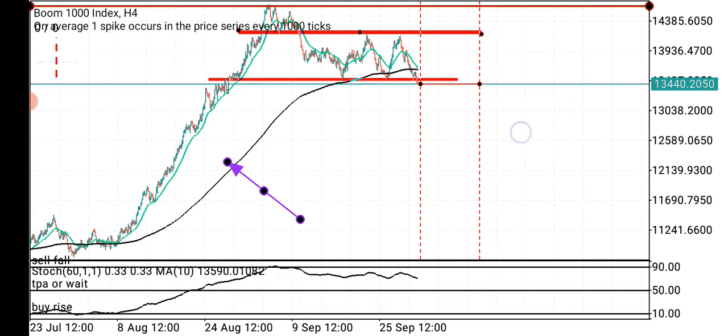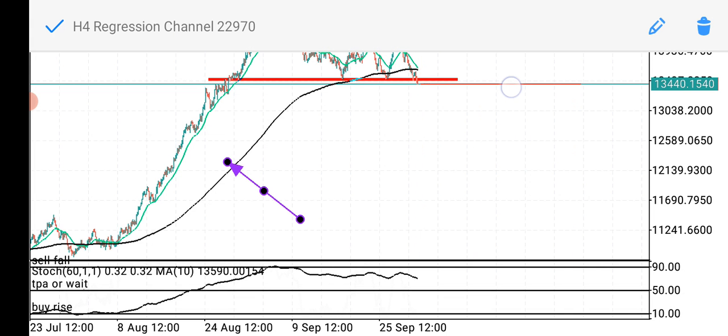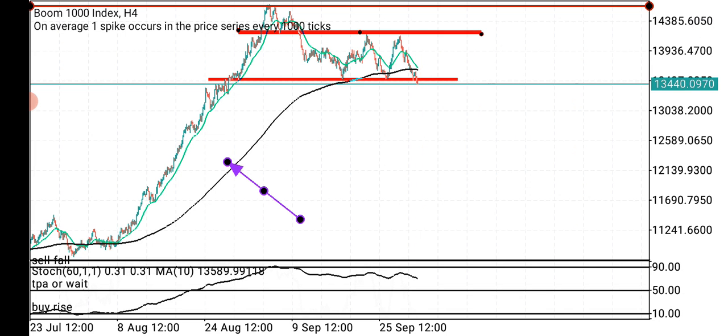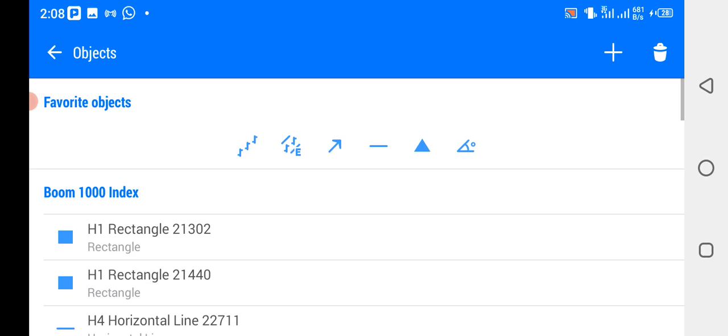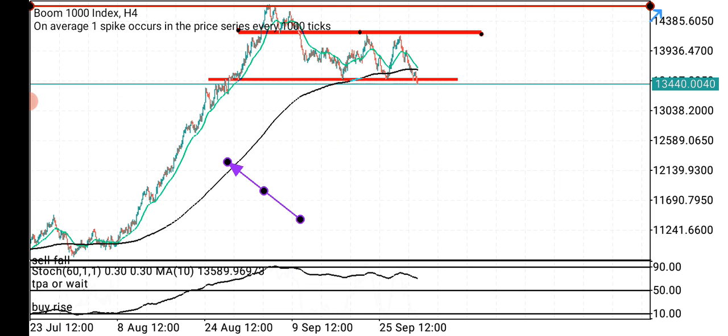Oh, this is not a good object to use. Well, let me use the arrow. Okay, we expect this market to do something like this. Let me increase it.